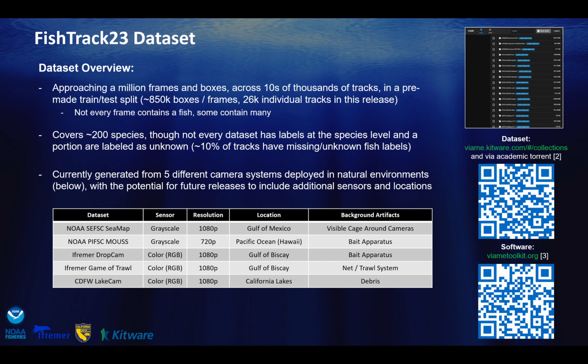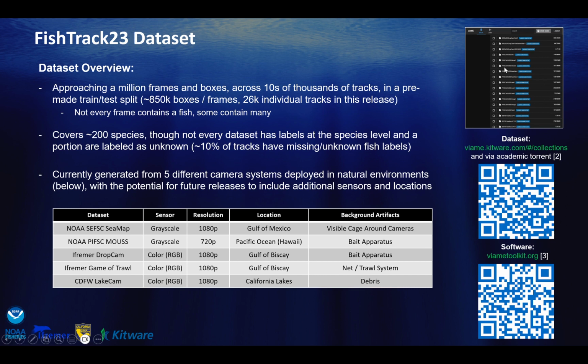To that end, we've generated a dataset with roughly 800,000 individual annotations broken up amongst 26,000 tracks in this particular release. Not every frame of the dataset contains a fish, and some contain many, especially when schools are present. The dataset's freely available online via FTP download at the given website and is also available via torrent download.